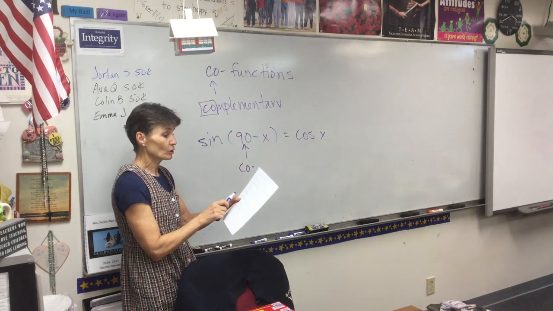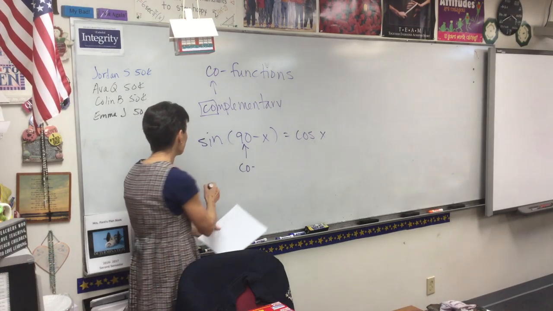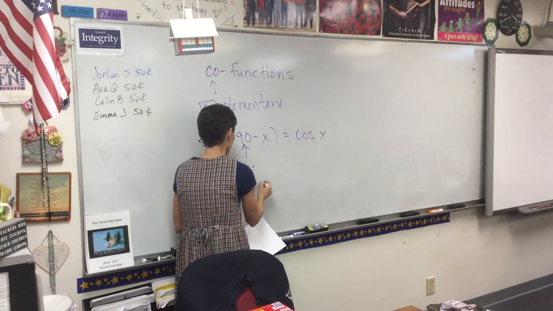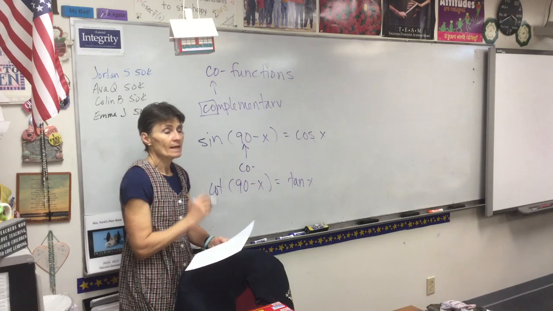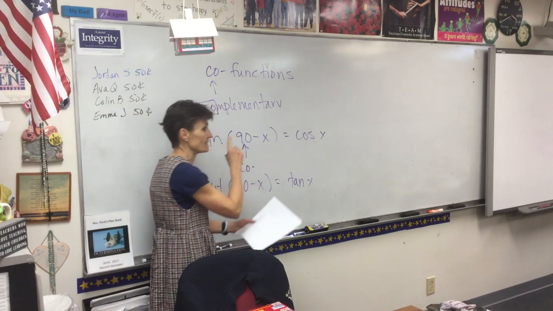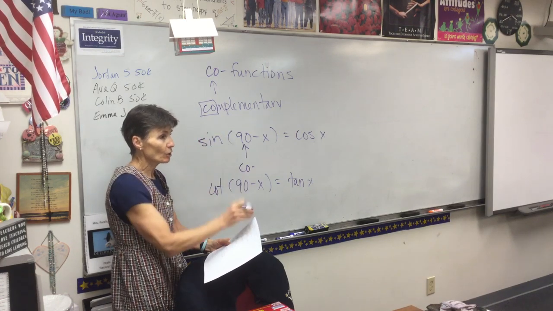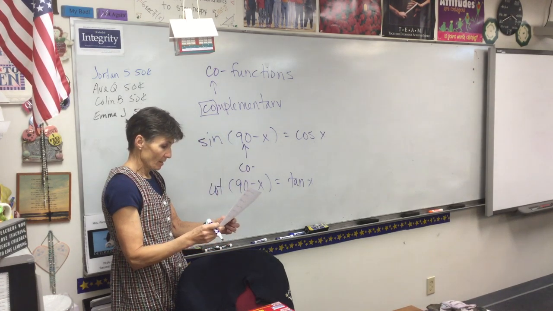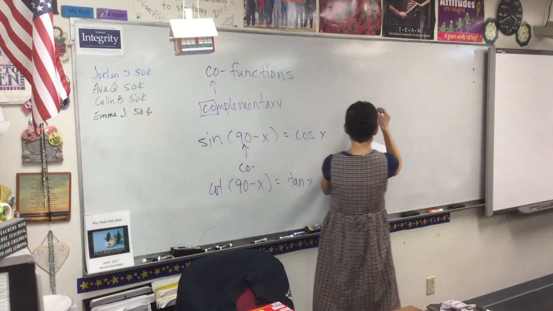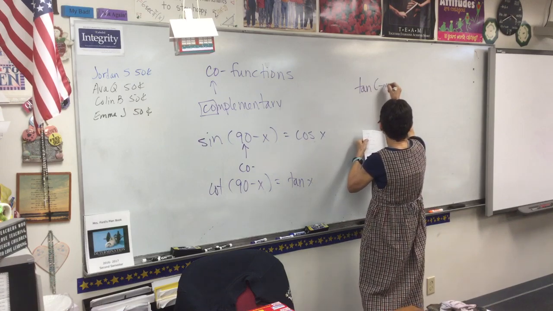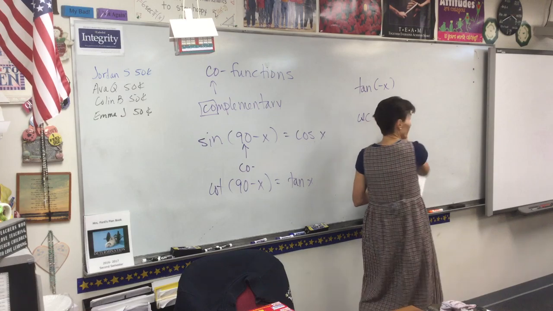So let's go down. Look at cotangent, 90 minus x. I should have numbered these. The cotangent of 90 minus x will be tan x. Anytime you see the 90, you think cofunction. So sine, cosine, tan, cotan. All right, there are no more of those. The only 2 left that shouldn't be filled in are the tan negative x and cosecant negative x. Are those the only 2 left?